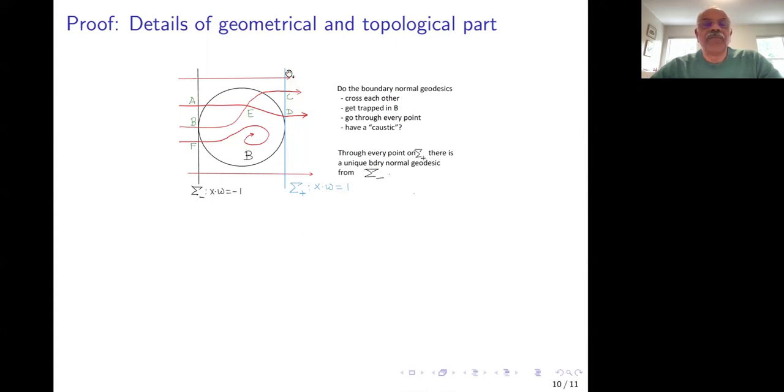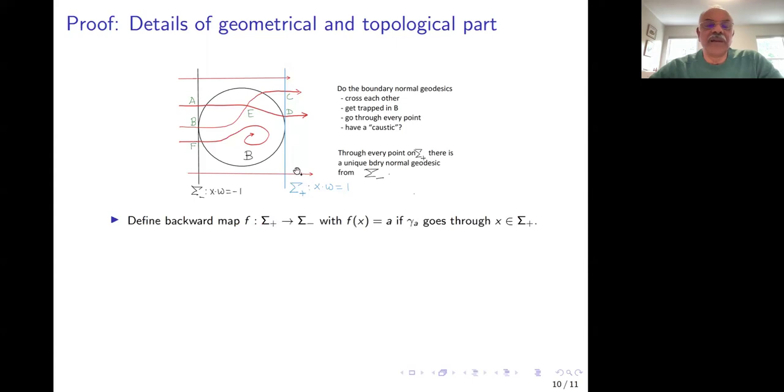Now, as I said, through every point outside B there is a unique boundary normal geodesic, which means that through every point of sigma plus, which is the hyperplane x dot omega equals 1, there is a unique boundary normal geodesic. And of course, these things are all parallel to omega when they come out.